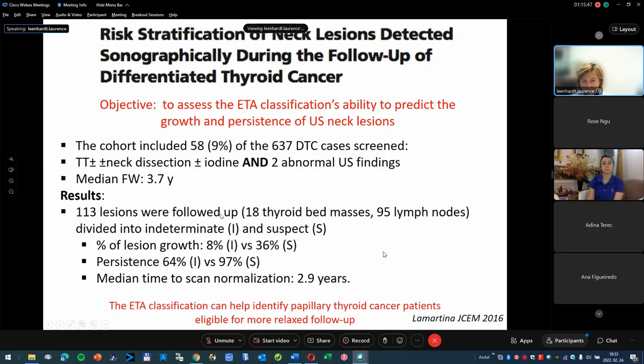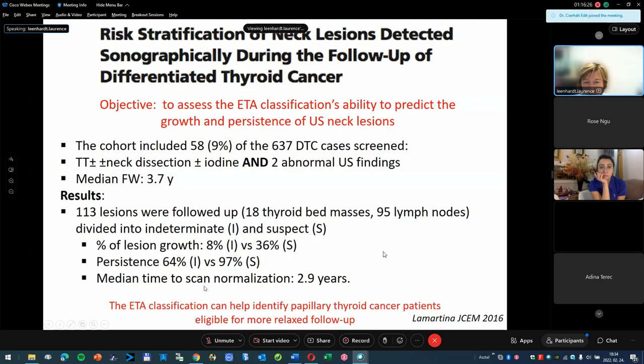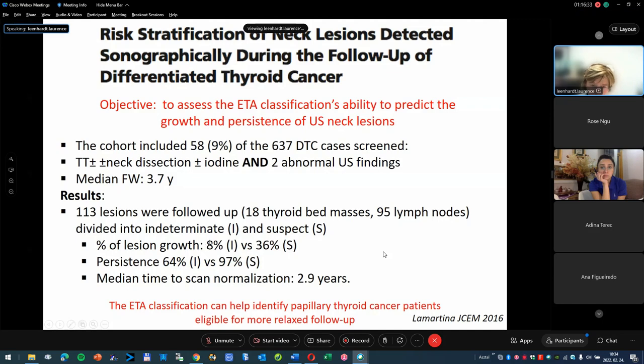More than 100 lesions were followed up, divided into two groups, indeterminate and suspicious. The percentage of lesions that grew was 8% in the indeterminate group versus 36% in the suspicious group. And this classification was done, of course, thanks to the ETA classification. So they concluded that the ETA classification can help to identify papillary thyroid cancer patients eligible for more relaxed follow-up, especially the patients who have intermediate lesions seen at ultrasonography that will not progress over time.